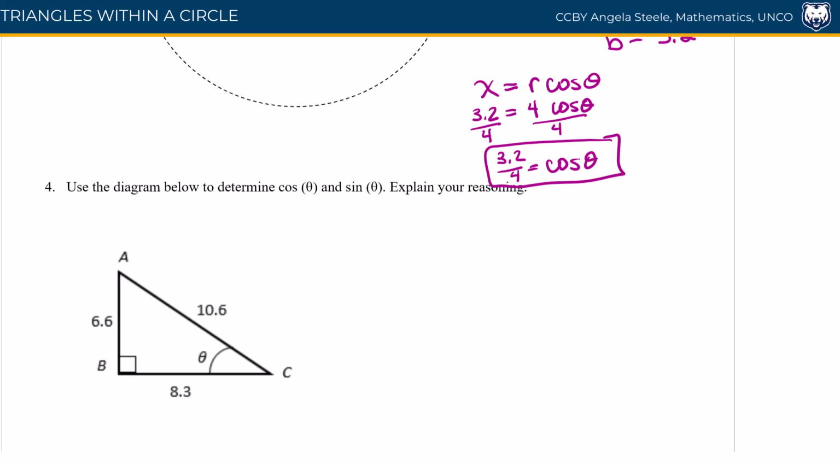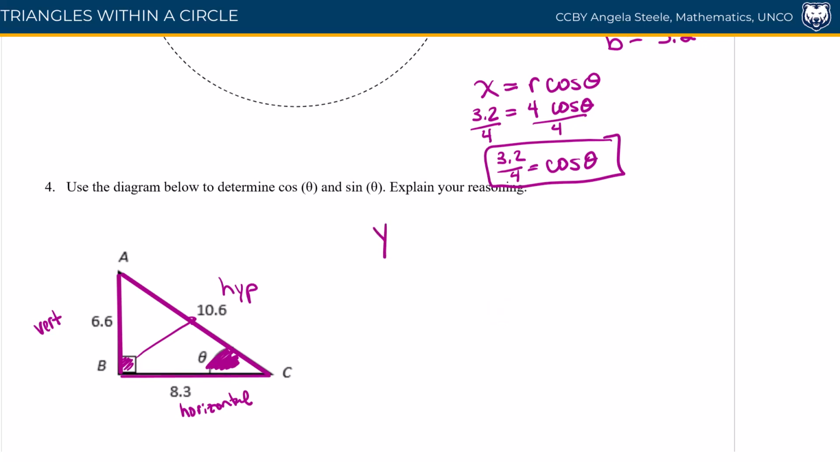So here is our right angle, so that means that the 10.6 is going to be the hypotenuse. Okay, and then if this right here is going to be our angle, then the 6.6 is our vertical distance, and then the 8.3 is going to be the horizontal distance. Okay, and then we can find both the sine and the cosine.